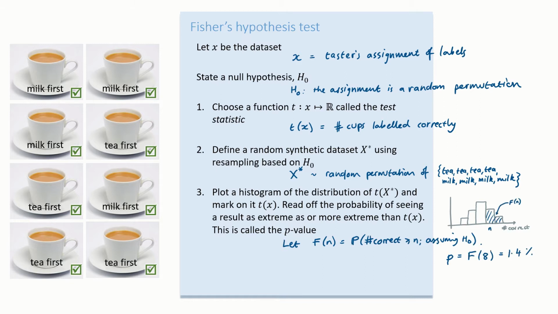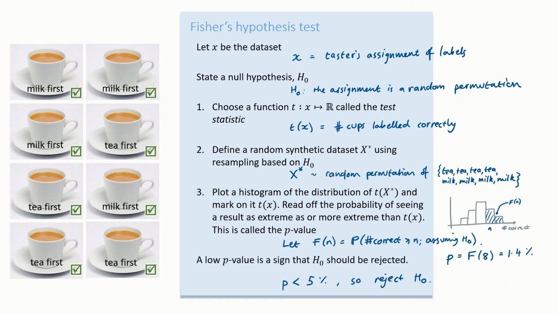In Fisher's experiment, let's define f(n) to be the probability of seeing n or more correct labels, assuming H0 to be true. We can read this off the histogram. It's the area to the right of n. The p-value is the probability of a result as extreme as what we actually observed. And what we actually observed is 8 correct labels, so the p-value is f(8), which comes out to be 1.4%.